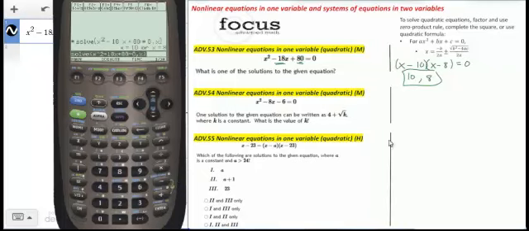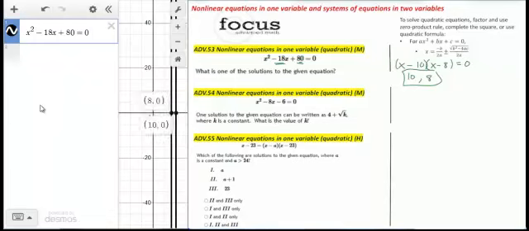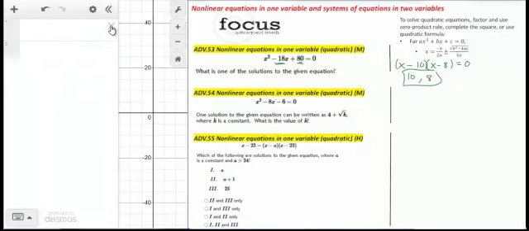So those are the different ways that you can do it. Depending on whether or not they will still allow the TI-89, which for this first set they are allowing. Okay, we look at the next example.